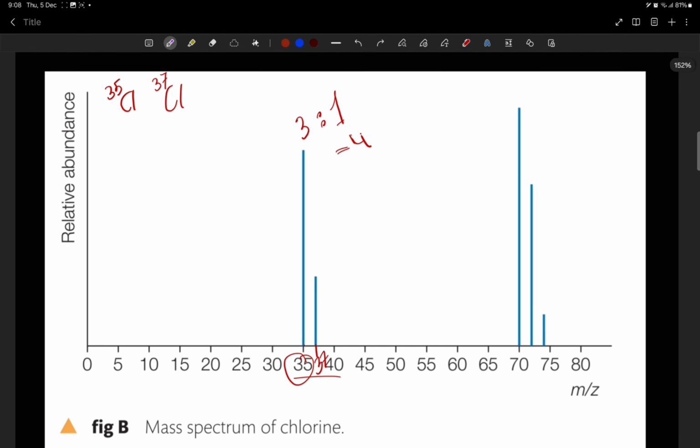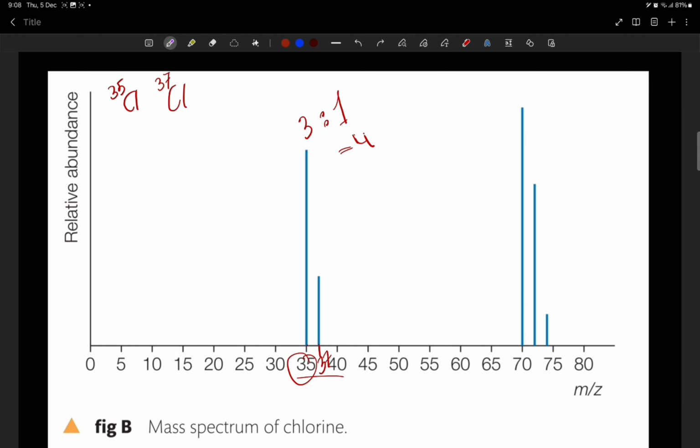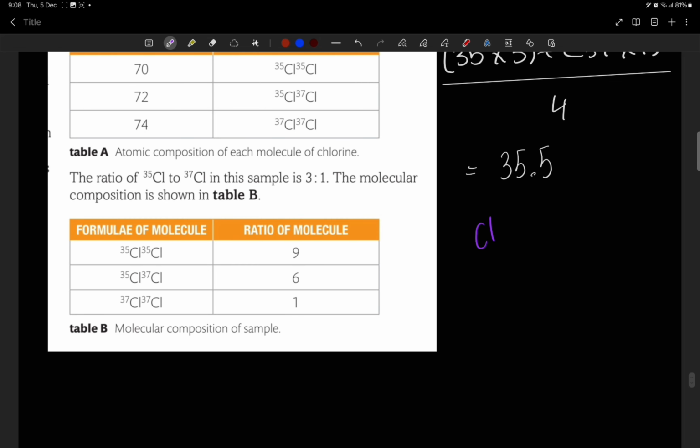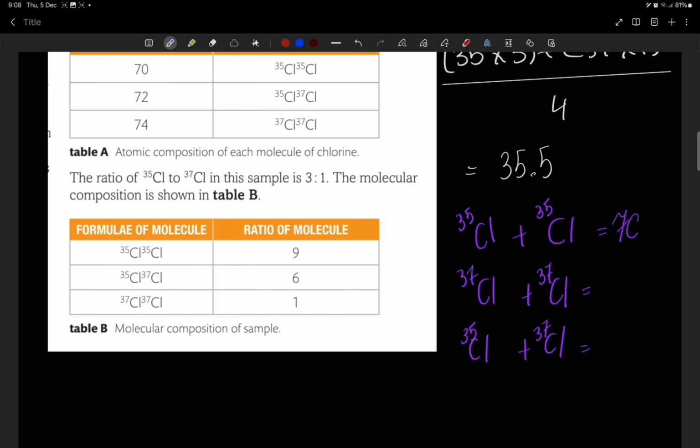Okay, for the molecules you also need to find the ratio. First I'm gonna find, I said that we have 3 combinations, right? Chlorine 35 plus chlorine 35 to make a chlorine molecule, and I have chlorine 37 plus chlorine 37, and chlorine 35 with chlorine 37, meaning one has both. Okay, they're gonna give me different numbers. Here I'm gonna get 70.